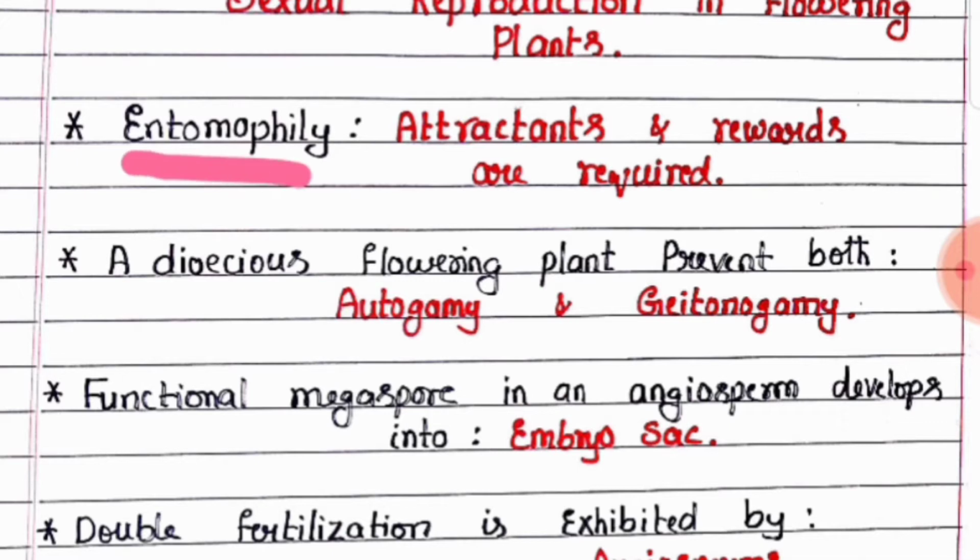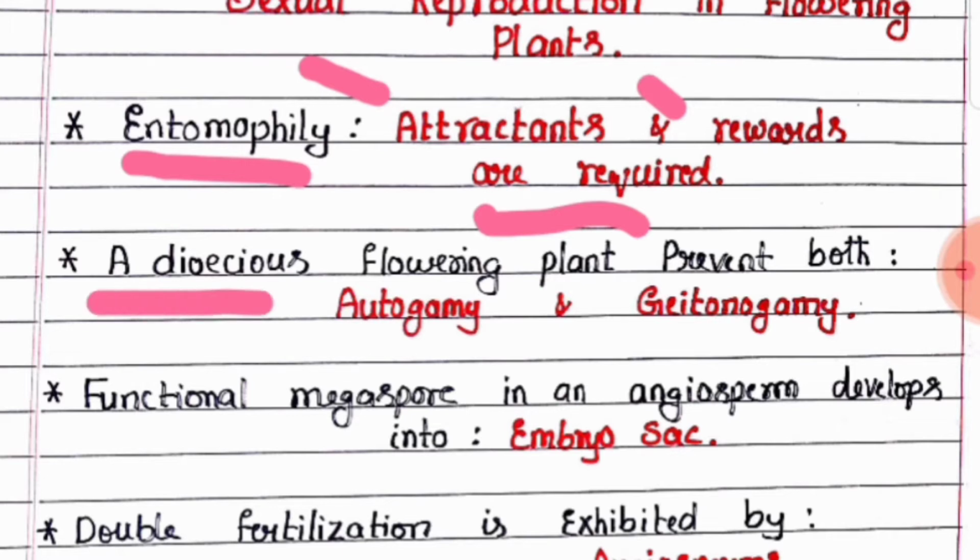So, entomophily, children: the meaning of entomophily is pollination through insects. In this type of pollination, attractants and rewards are required. Attractants means colorful flowers, and rewards in the sense of nectar, that is required.